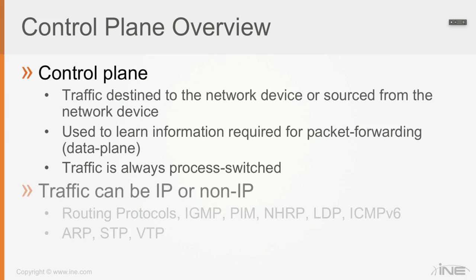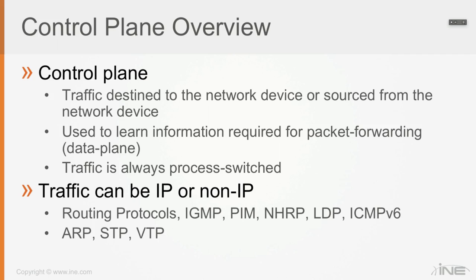Now, control plane traffic can be IP or non-IP. Traffic that falls under this category is going to be routing protocols, which the router uses to learn about destinations it can route out to, so for forwarding plane capabilities. IGMP and PIM, which are used for multicast routing, for example. NHRP, which is used in DMVPN, so it's scoped to build the DMVPN cloud. LDP, which is used in MPLS, and ICMPv6.